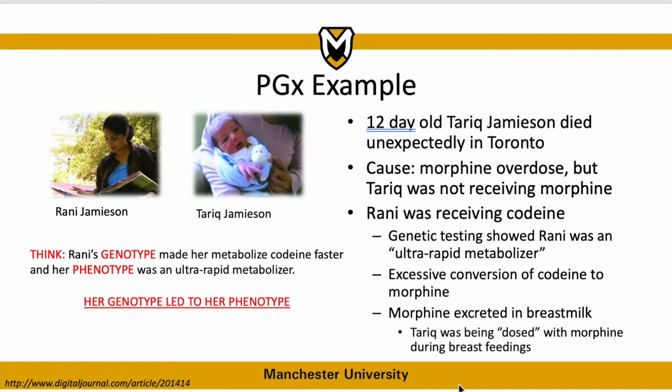Because she was converting codeine so quickly, and codeine converts to morphine in the body, this morphine was being excreted in breast milk during feedings, and Tarek was being dosed with morphine during breastfeedings. He was a normal metabolizer and an infant just recently born, so he was not able to process the morphine that he was being given, so he passed away. And this is one of the very clear examples of why PGX is so important.